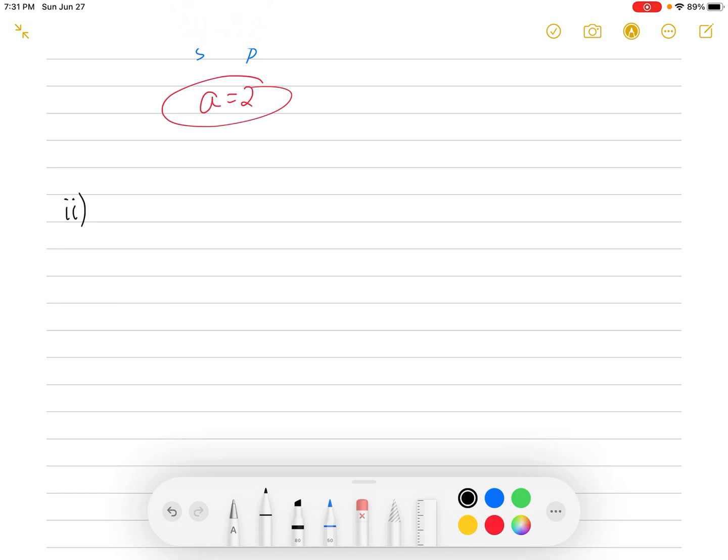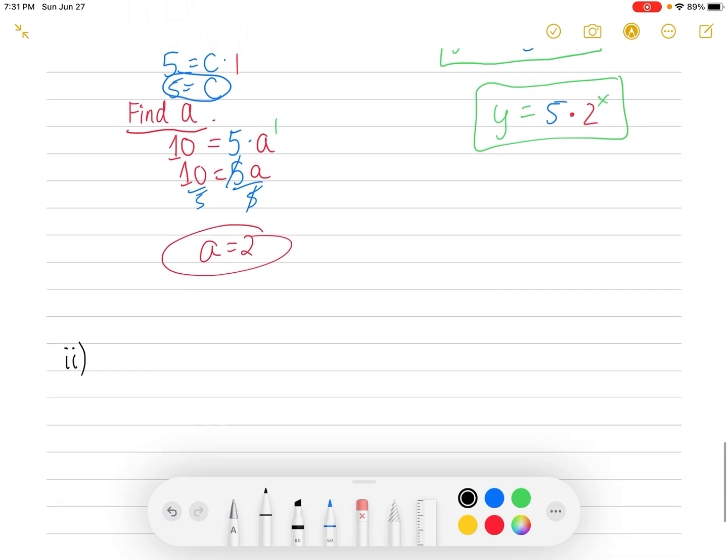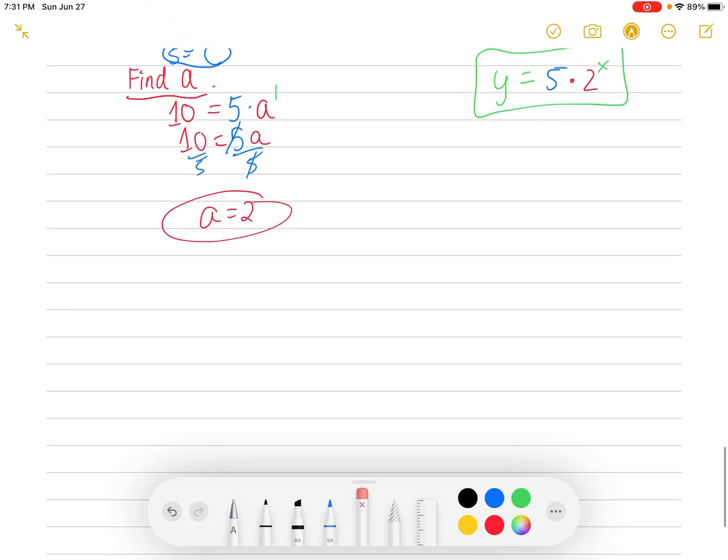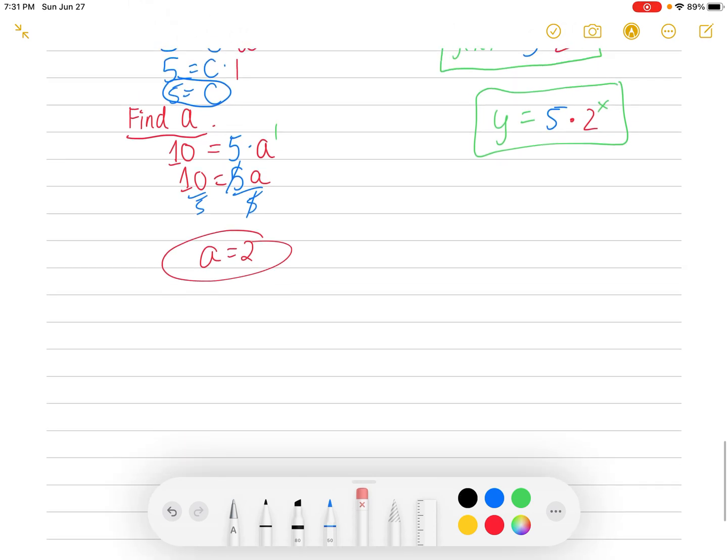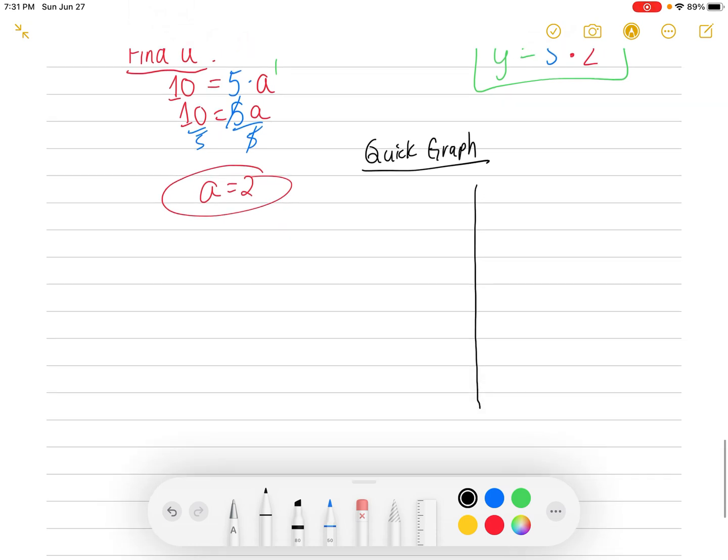Okay, so let's do another, number 2. Oh, let's go ahead and graph that one. I didn't ask to graph it in the instructions, but let me show you how to graph this. It would be helpful, I think. I'll show you how to graph these exponential functions quickly.